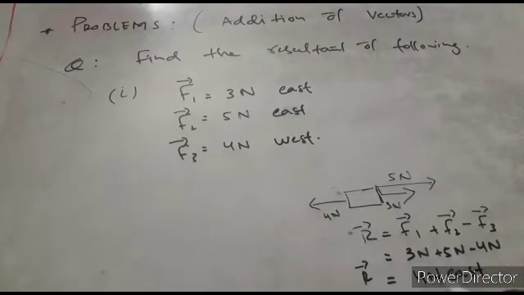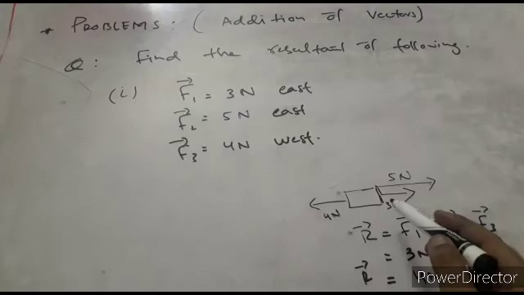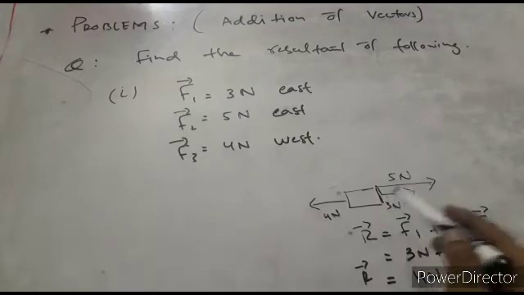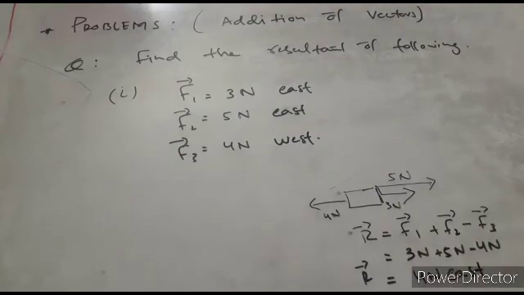So this is the resultant vector of these vectors when we add them. Clear, everyone? We just simply add or subtract vectors by simple mathematical rules when they are parallel to each other.